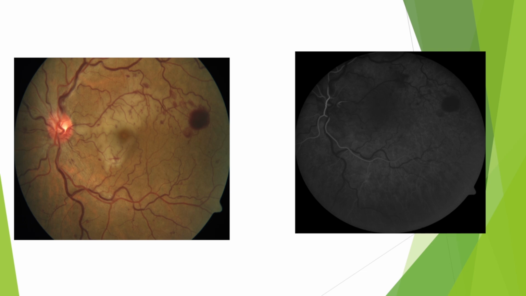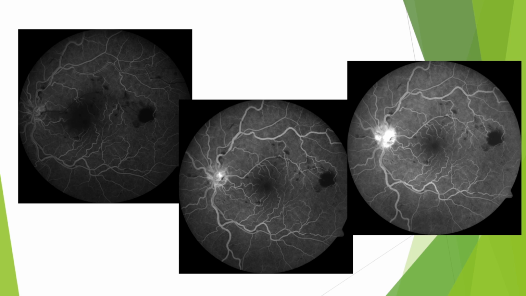So this is an early arterial phase showing delayed filling of the arteries, and these are the later images. The first one is an early arteriovenous image showing tortuous vessels and multiple areas of blocked choroidal and retinal fluorescence. I was talking about the first image, the left one.